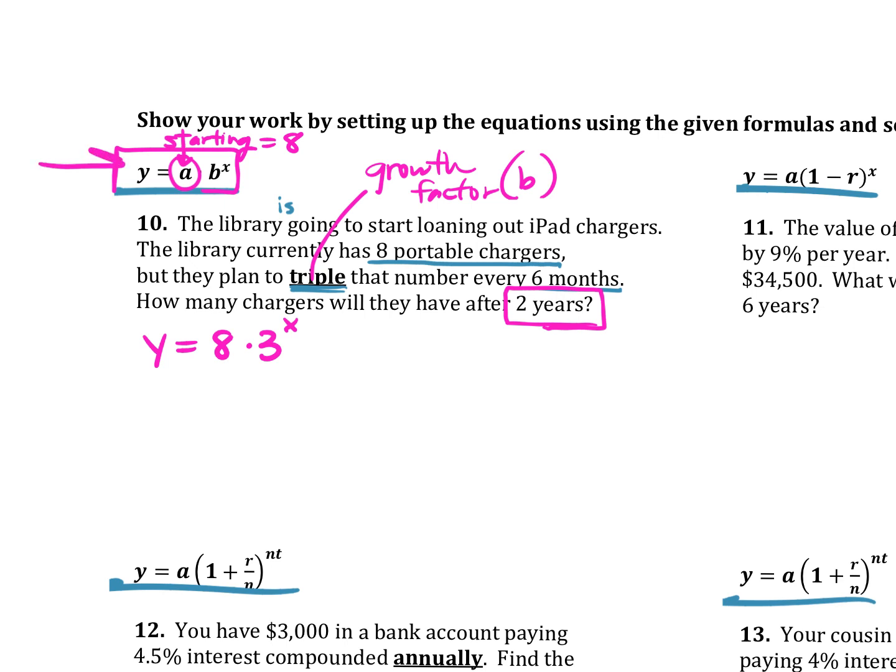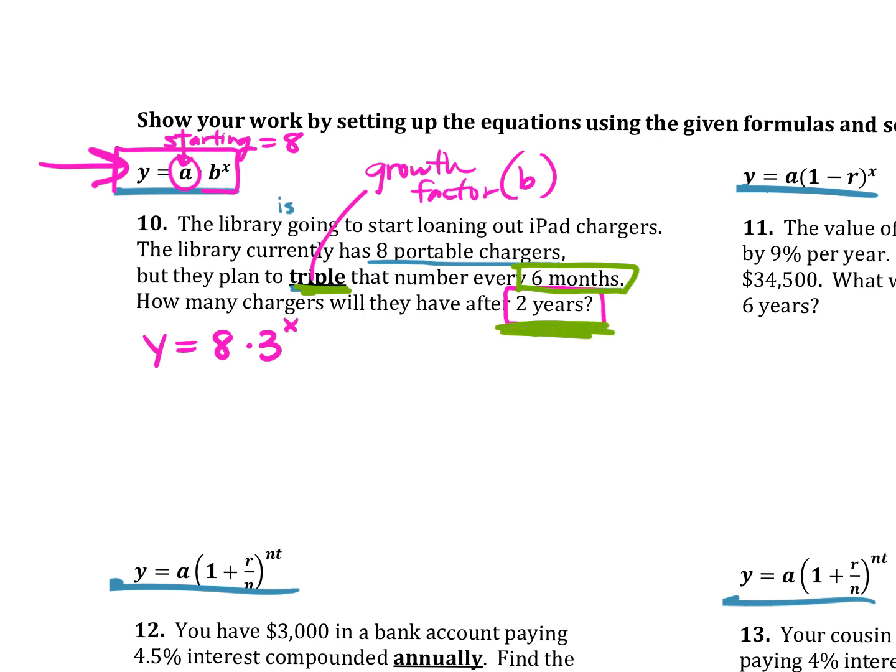Do you see how that looks just like this one? A times b to the x. Your job is, once you've done that, figure out what x should be. And that takes a little bit of effort. It's tempting to just plug in a 2, but notice that it says it's going to triple every 6 months. So every 6 months it's tripling. They're saying after 2 years, how many times is that?